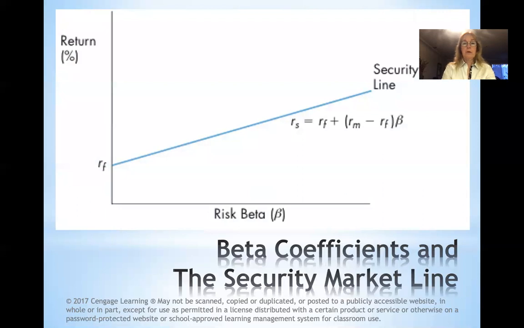All right, and as I said, you can plot your different required returns along the security market line. The security market line is telling you that for a certain beta, this is the required return.